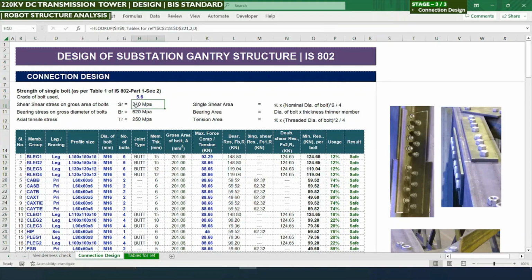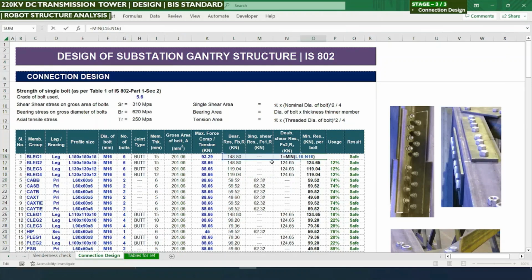So 310 into 2 into cross area 201.06, we will be getting 124.65. So this is applicable for all the leg members, and for bracing we need to multiply the shear capacity 310 megapascal into cross area 201. With that we will be getting 62.31 kilonewton as the shear force.